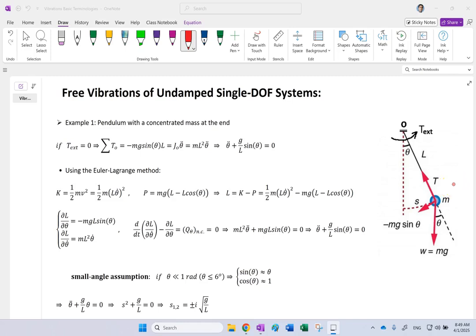So in this video, we're gonna look at free vibrations of undamped single DOF systems. So systems with only 1 degree of freedom. And we're gonna look at free vibrations without damping. That's kind of the simplest kind of vibration problem you can possibly get. And so we start with a bunch of examples.